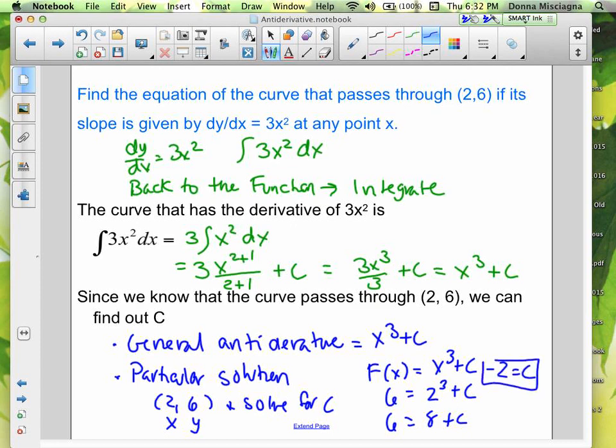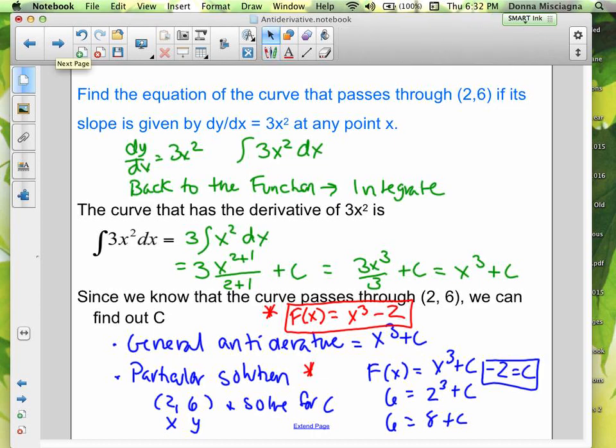So now that we know what c is, we can write our particular solution. We'll put it in red. So our particular solution is f of x equals x cubed minus 2. There's our particular solution. So you see that's not very difficult at all.